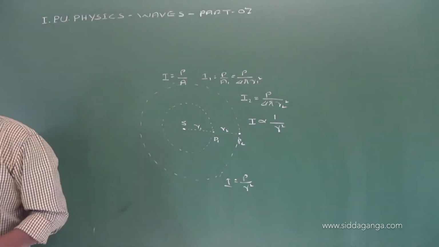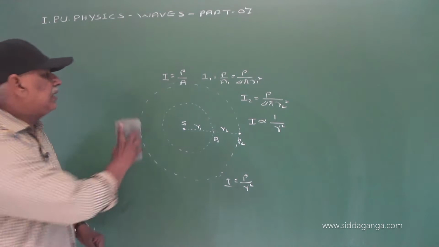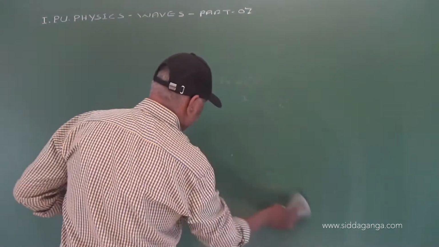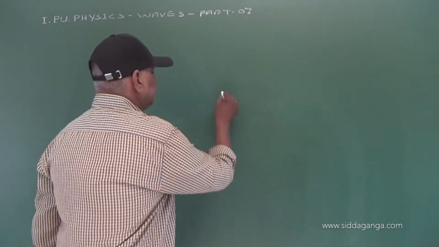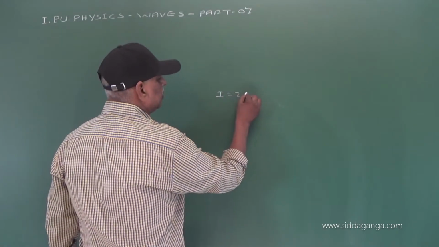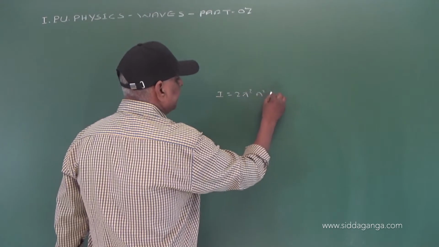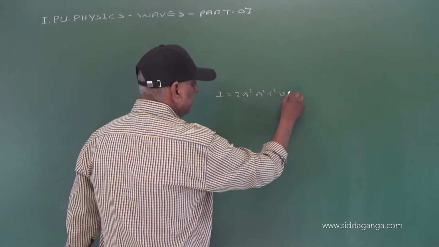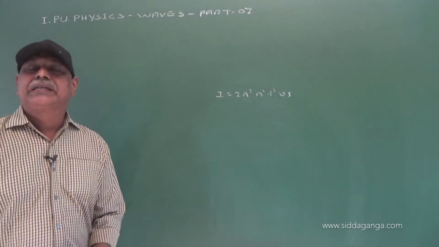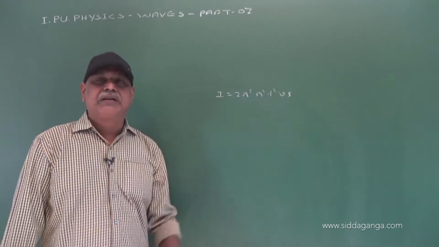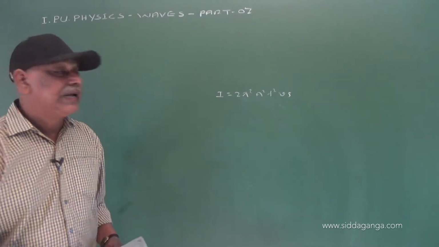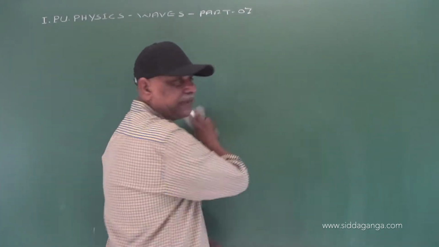And intensity is also given by the expression I is equal to 2 pi square A square F square V into rho, where A is amplitude, F is frequency, V is velocity, and rho is density of the medium.